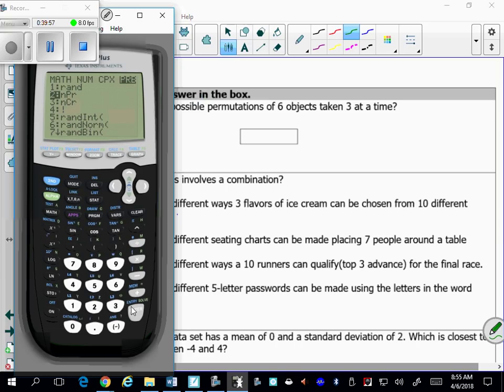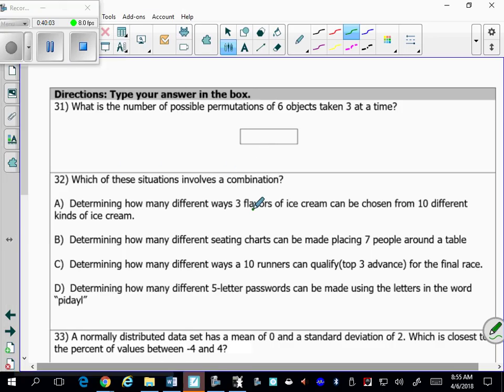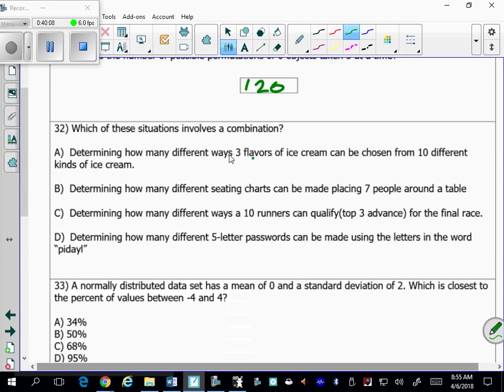Which situation involves a combination? Combinations are very general. They're not specific. When we're determining how many different ways 3 flavors of ice cream can be chosen, there's no specific way to choose those 3. There's no order preference there. So A is a combination.